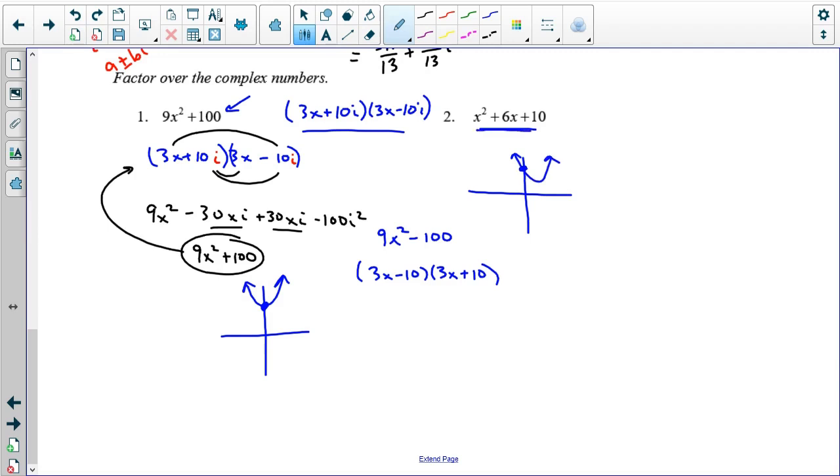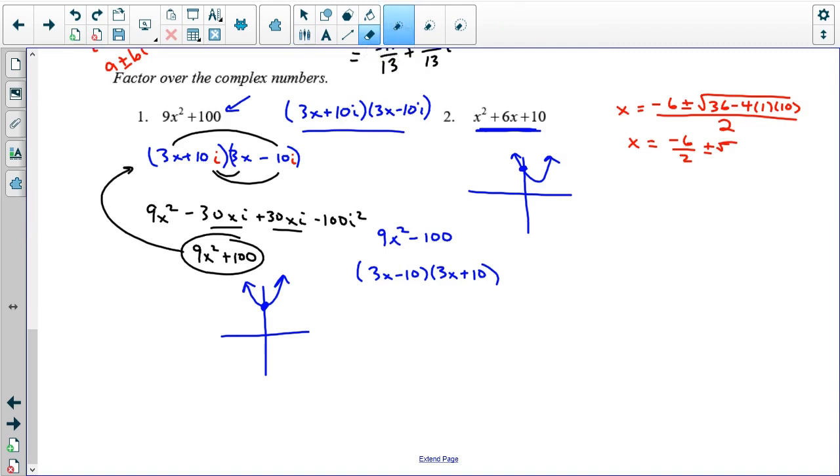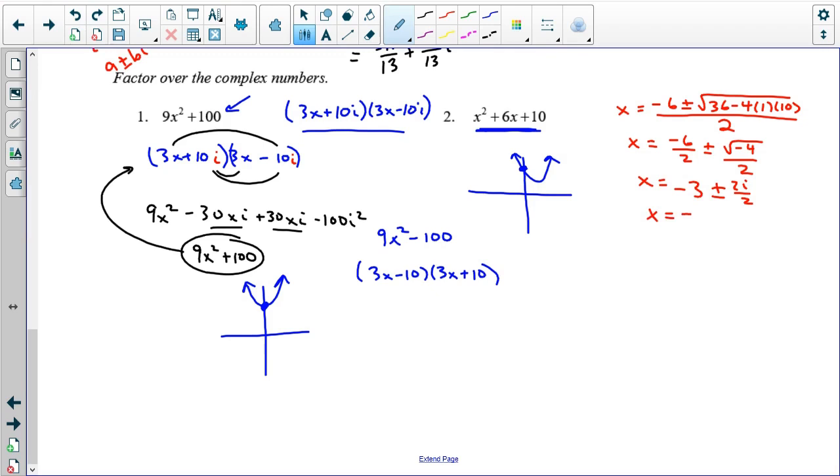So probably the easiest way to do something that isn't the sum of two perfect squares like number 1 is to do the quadratic formula. So x equals negative 6 plus or minus the square root of 36 minus 4 times 1 times 10 all over 2 times a, so all over 2. So x equals negative 6 over 2 plus or minus the square root of negative 4 over 2, since 36 minus 40 is negative 4. And then I can rewrite this as negative 3 plus or minus the square root of negative 4 is 2i over 2. So my final roots of this equation would be at negative 3 plus or minus i.